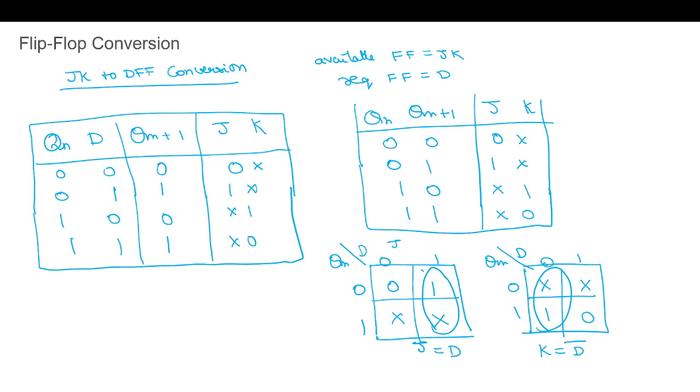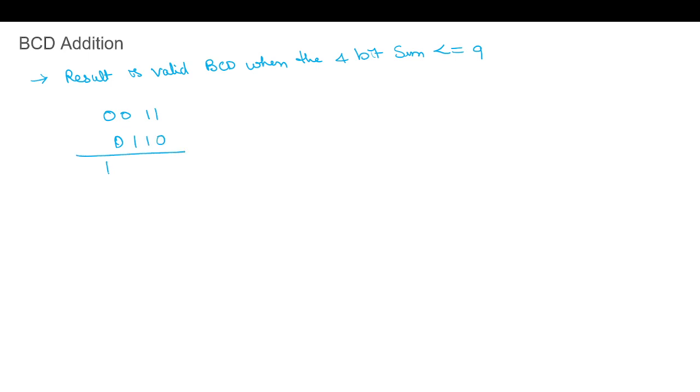Next, we will see the BCD addition. The result is a valid BCD number when the 4-bit sum is less than or equal to 9. So if we have, say, this as an addition, this gives 1 0 0 1, which is 9. While adding, we have no carry. Or if we have 8 plus 1 is 9. So these are all valid additions.